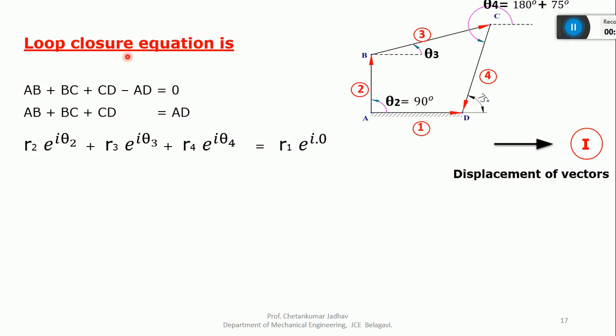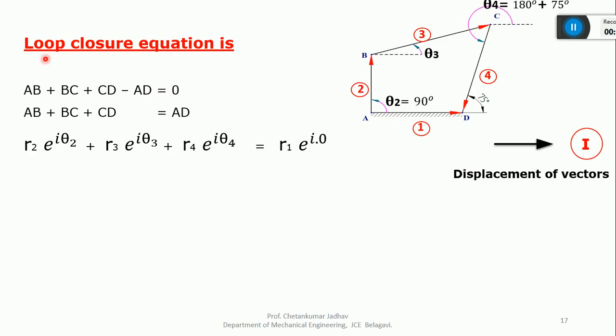So the loop closure equation is nothing but the summation of all these vectors. I'll start from this vector itself, which is moving in the forward direction. So AB is positive. BC is also in the forward direction, so it is also positive. CD is also in the forward direction, so it is also positive. But the last vector, AD, is opposite to the direction of the remaining vectors. It is moving against the vectors. So it will be considered as minus AD, equal to 0.